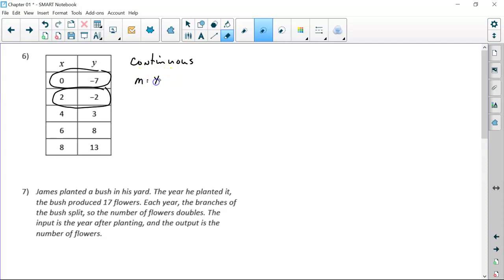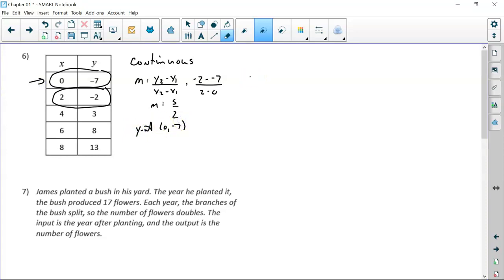So we have y sub 2 minus y sub 1 over x sub 2 minus x sub 1. So for our y's, -2 minus -7 over 2 minus 0. -2 minus -7 is the same as -2 plus 7, which is 5. 2 minus 0 is 2. So there's our slope, 5/2. Now, we don't have to solve for the y-intercept. Remember, for the y-intercept, x is always 0. So that 0, -7 is our y-intercept.